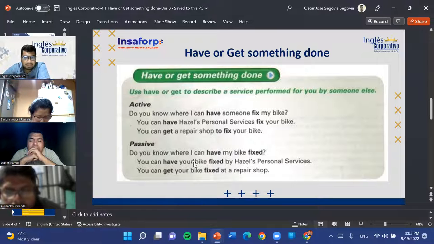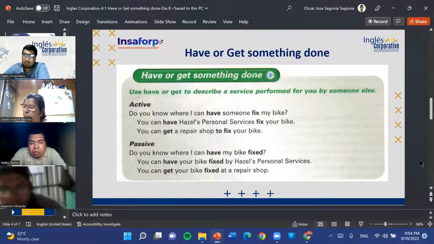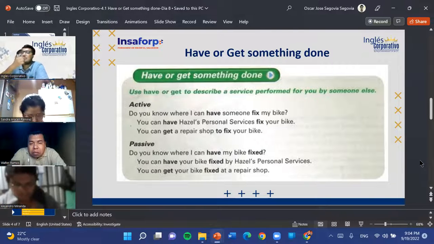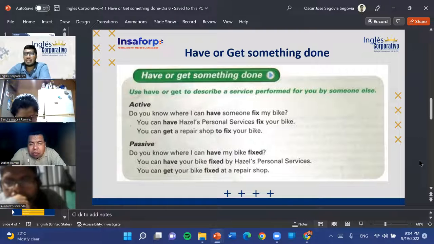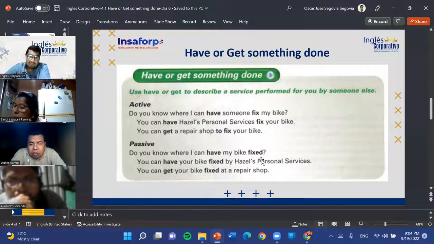So here, what matters is the bike. Okay, importa más aquí la mención de la bicicleta, que es la bici la que se va a arreglar. Y lo que mencionamos al final, como en toda oración, ¿verdad? Cuando vemos ese estilo de degradación, mientras avanza la oración, lo que se menciona al final tiene menor relevancia. Entonces, en este caso, tiene menor relevancia el lugar que se menciona. Lo importante es que la bici va a ser arreglada. Ahora, que va a ser arreglada por este grupo, este taller, este comercio. Sí, so by Hazel's Personal Services.